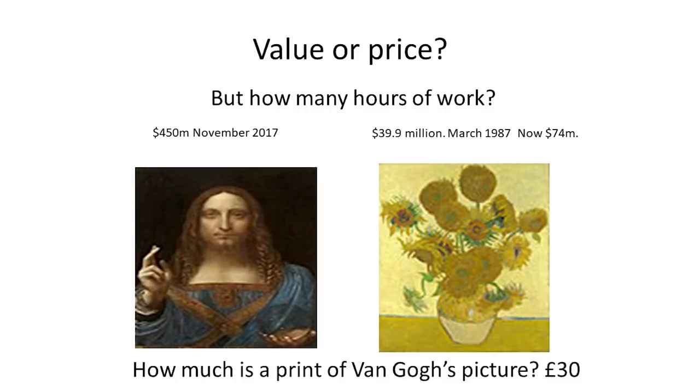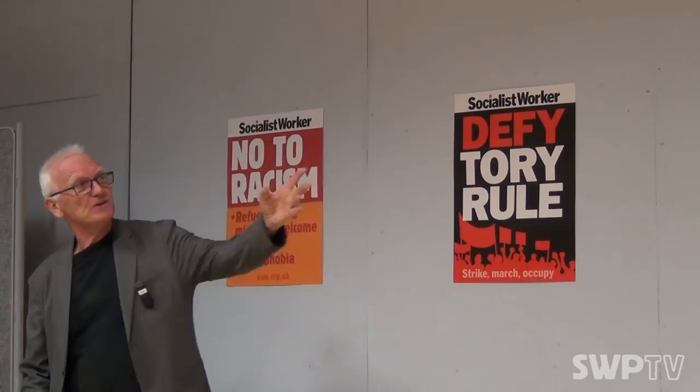How about this one? £450 million for the most expensive painting in the world. How many hours' work did that artist do? I forget his name actually. The experts will tell me. How many hours did he put into that to get £450 million? That can't be related to the labour hours involved. There's something wrong. How about Van Gogh's Sunflowers and Flowers, now worth about $74 million in current money? How many hours did Van Gogh, well, I can tell you that one. He took two days to do that. He knocked them out like nobody's business. So there's not many labour hours involved in that.